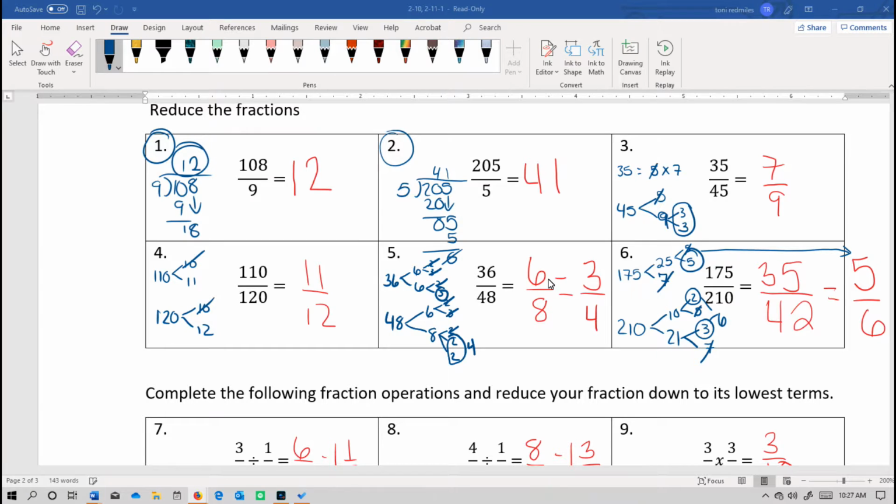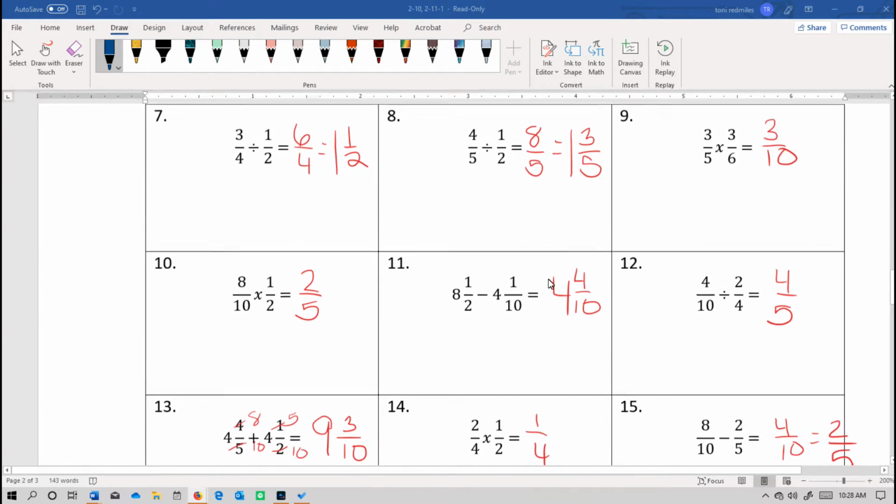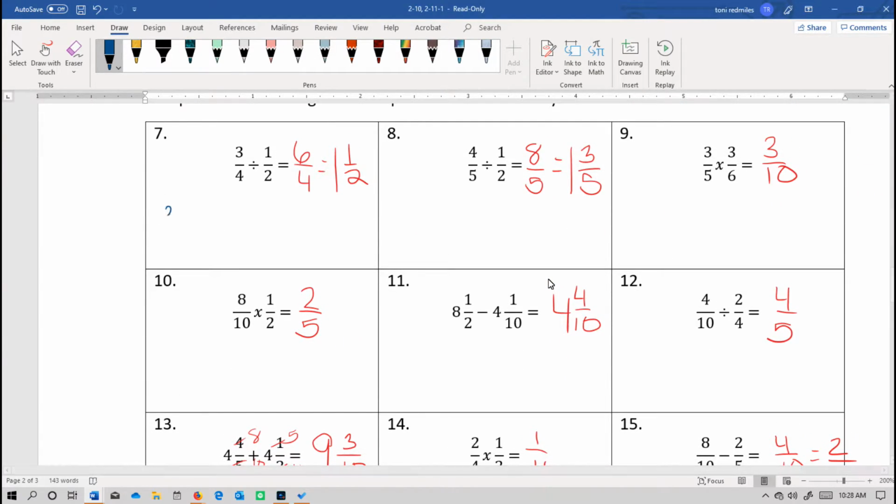All right, so that's all of the reducing. Let's go down to the mixed operations. Remember, division is keep, change to multiplication, and flip. If you do cross canceling, you would do something like that and get 3 over 2. If you don't, you would have just multiplied straight across and got 6 over 4.